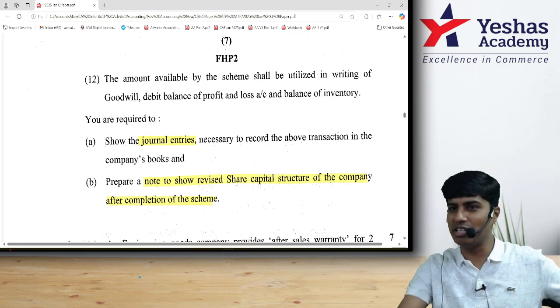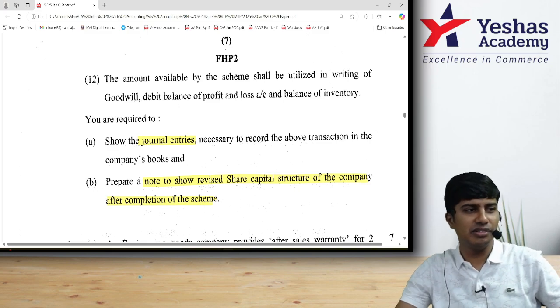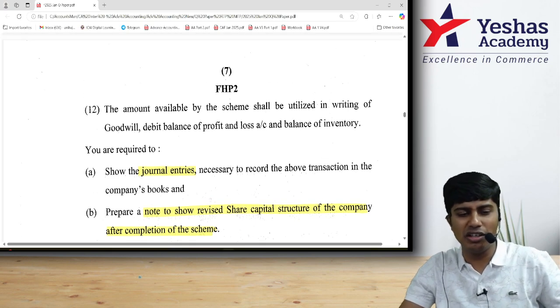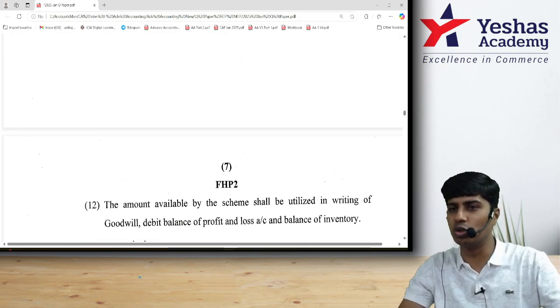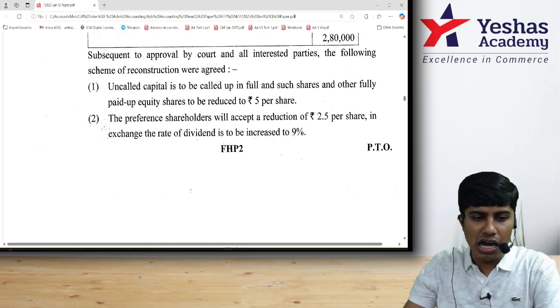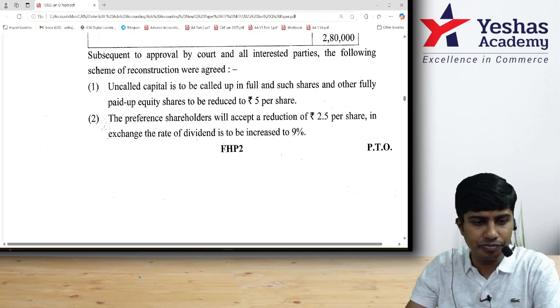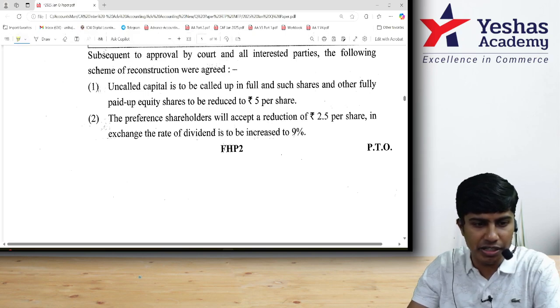Basically 12 adjustments are there. For all the 12 adjustments, we would have to write the journal entry. You can assume 1 mark for each of them, and 2 marks for writing the share capital notes to accounts. Let's start from the beginning. Uncalled capital. I will not waste time reading the balance sheet and notes to accounts. I'll straight away start with the journal entries, adjustments.